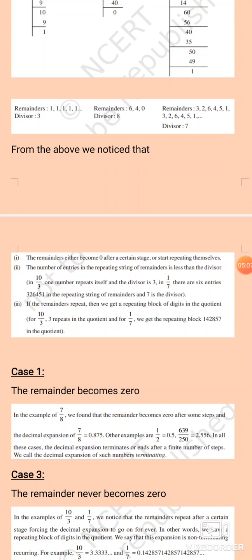So listen carefully. In these two examples, the division stops after some places of decimal. Okay. So such a type of rational numbers are called terminating rational numbers. In that case the decimal expansion terminates or ends after a finite number of steps. We call the decimal expansion of such numbers terminating. Then the second example, 7 by 8, is a terminating rational number. That is the first case of rational number.